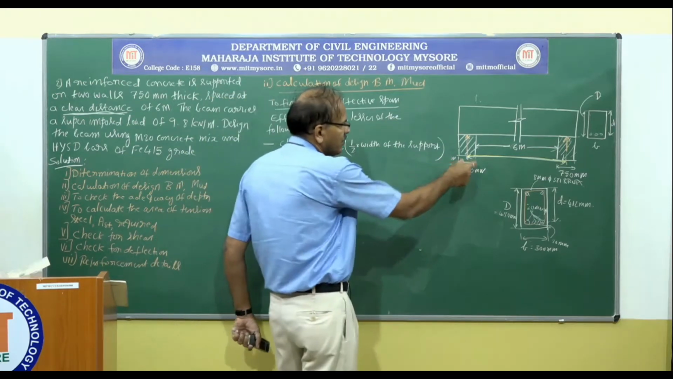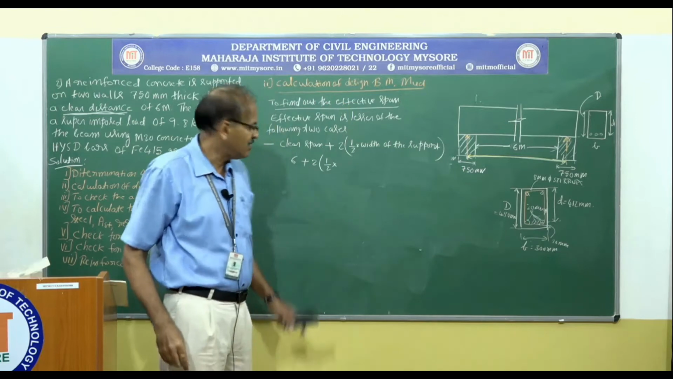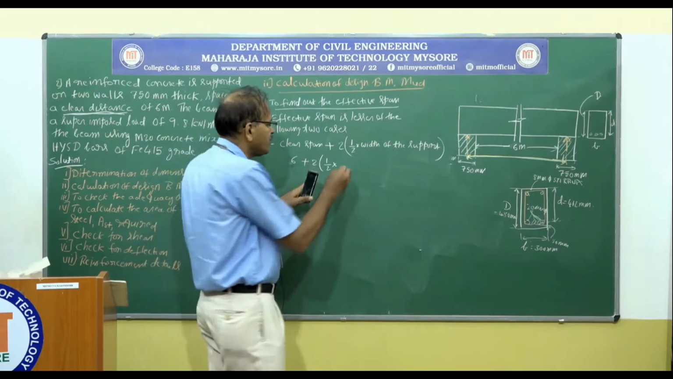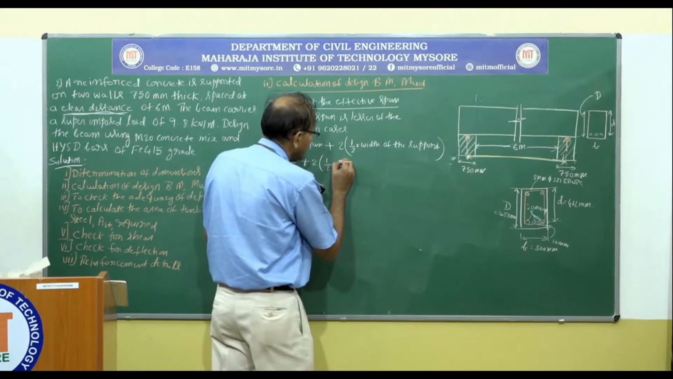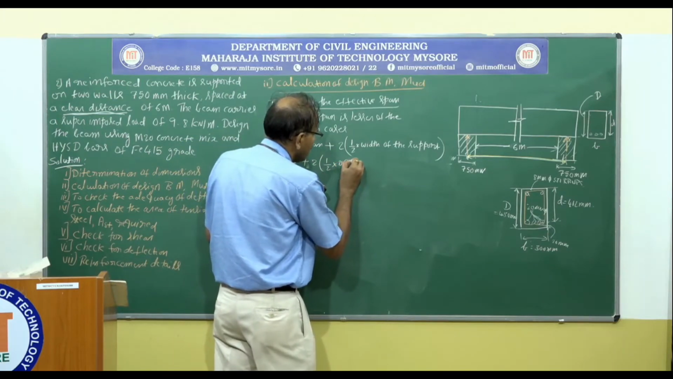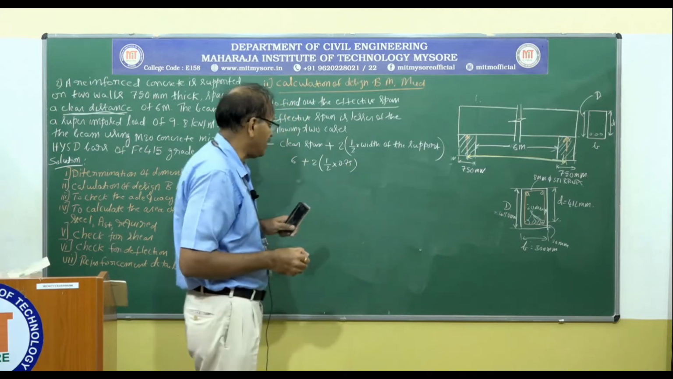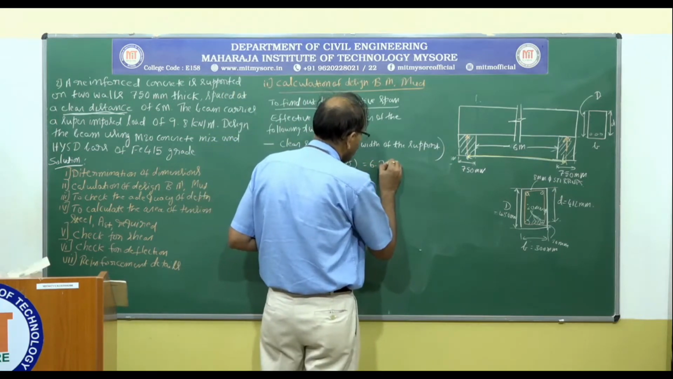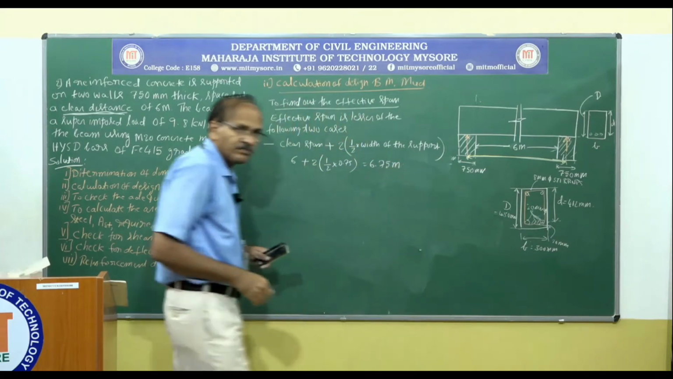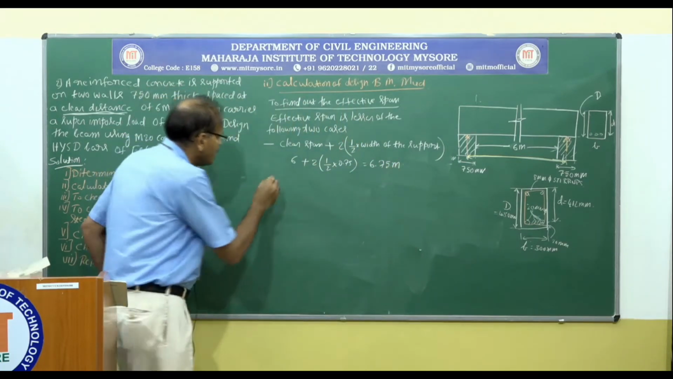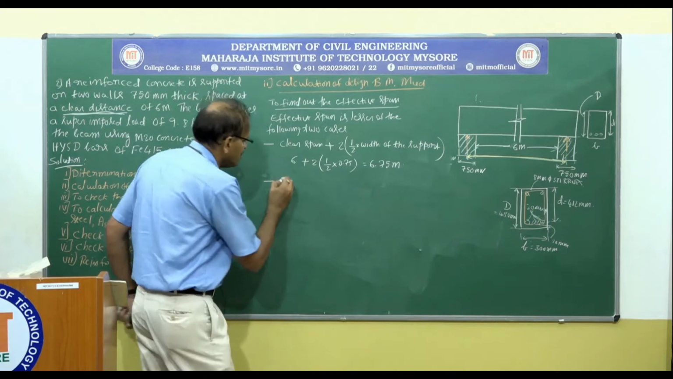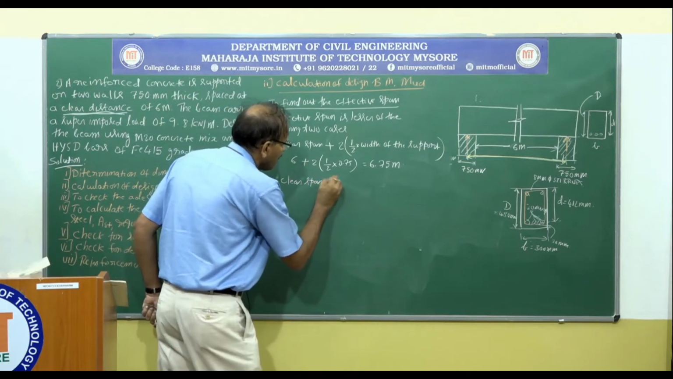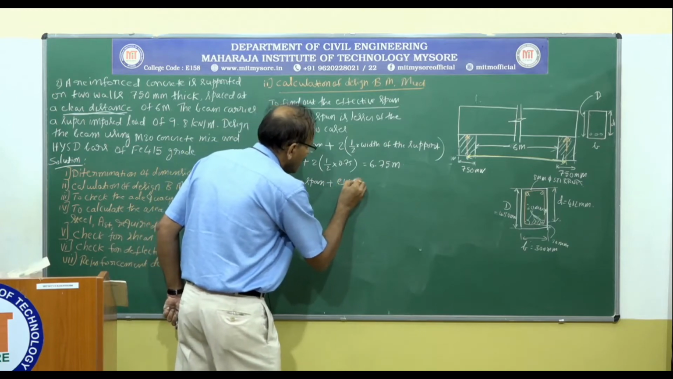So that is 6 meter plus 2 times half. So what is the width of the support? That is 750 millimeter. So we have this value in meter, so I am going to substitute 750 millimeter in meter, that becomes 0.75 meter. Okay, that is equal to 6.75 meter. And the next case is clear span plus effective depth.